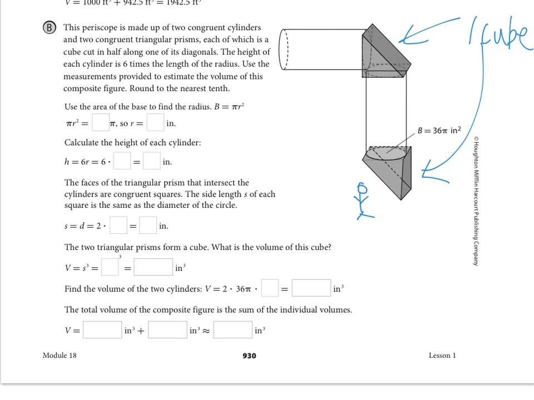We're going to use the area of the base formula to begin with, where B equals pi r squared because it's a circle, and we're told that that is 36 pi. So pi r squared equals 36 pi, which gives that my r is 6. So if we calculate the height of each cylinder, since they are congruent cylinders, 6 times the radius, or 6 times 6, gives me that the height of the cylinder is 36 inches.